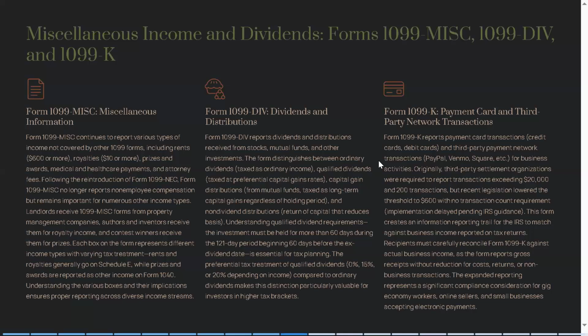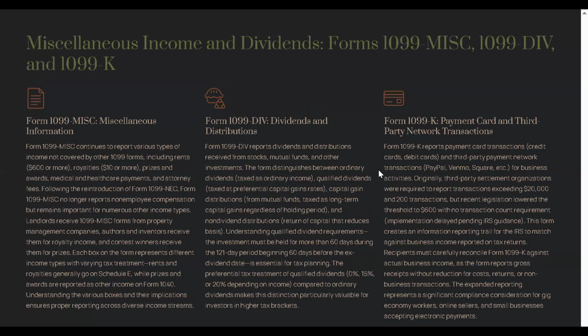So the 1099 miscellaneous reports various types of income not covered by other 1099 forms, including rents, royalties, prizes and awards, medical and healthcare payments, and attorney fees. So the 1099 miscellaneous is more so for other money. Sometimes people who get scholarships or get grants, they may be taxable. It will come on a 1099 miscellaneous.